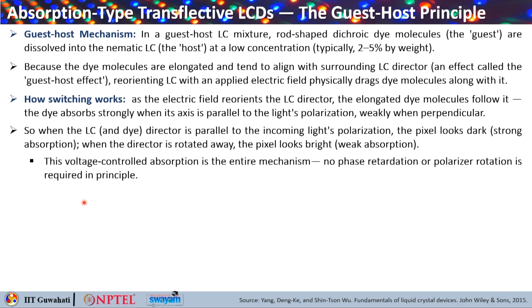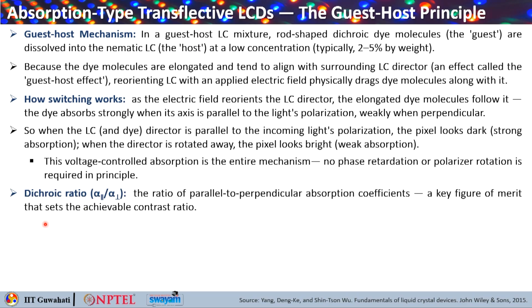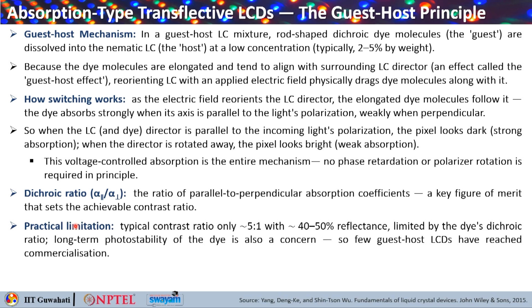So what you get here is something called the dichroic ratio, that is the ratio of the parallel to perpendicular absorption coefficient. So here alpha stands for the absorption coefficient, and the ratio of it gives you the dichroic ratio, and it is a key figure of merit that sets the achievable contrast ratio from this kind of display.